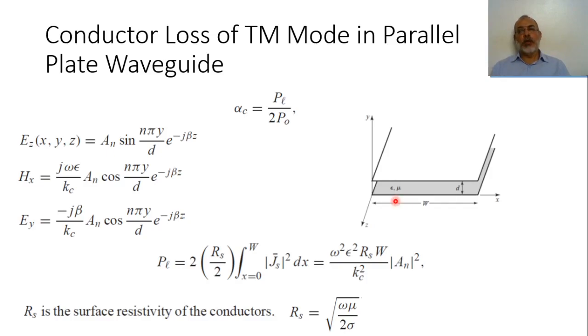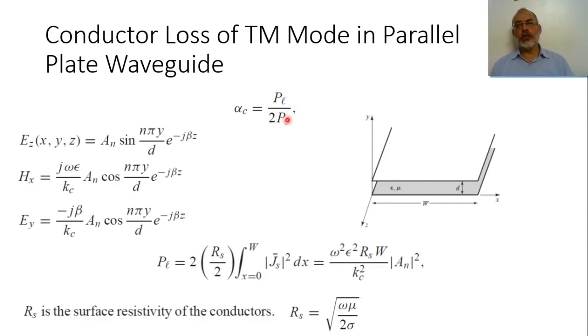On the other hand, what is the conductor loss? If I'm interested in the power transmitted, I should be aware of the losses. Already we have discussed the dielectric loss, but we also have conductor loss. Conductor loss is mainly due to the finite conductivity of the conducting plates of the parallel plate waveguide. In all the above analysis, we assumed these plates are perfectly conductive, but practically they are not. So, in this case, we can calculate the attenuation coefficient due to the conductor loss, alpha c, as the power loss due to the conductor over 2 times the power transmitted P0.